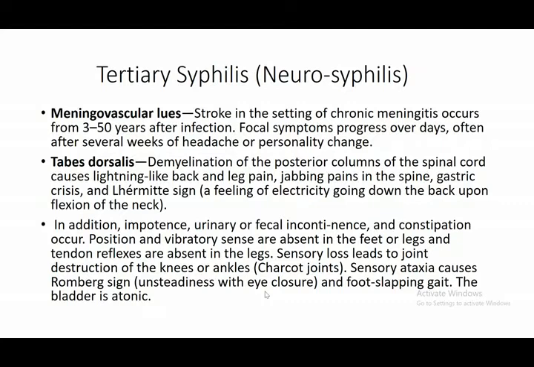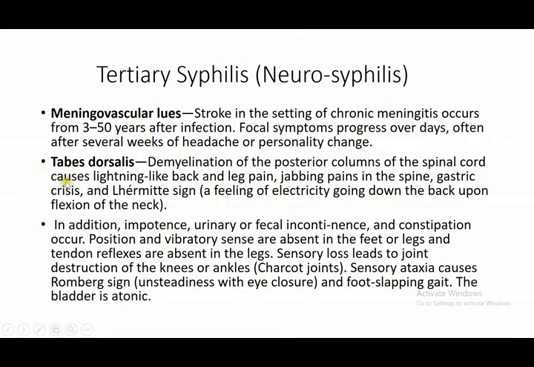Coming to tertiary syphilis, neurosyphilis, and its presentation. Meningovascular lesions are basically the strokes which occur in the setting of chronic meningitis in neurosyphilis. This chronic meningitis may occur from 3 to 50 years after infection. As they cause strokes, focal symptoms may progress over days, often after several weeks of headache or personality changes. These strokes occur because of the associated vasculitis in the chronic meningitis of neurosyphilis.